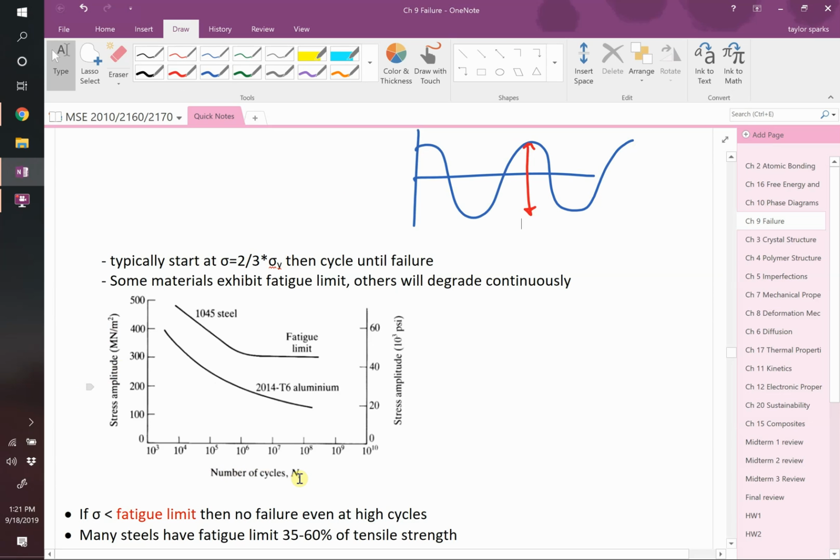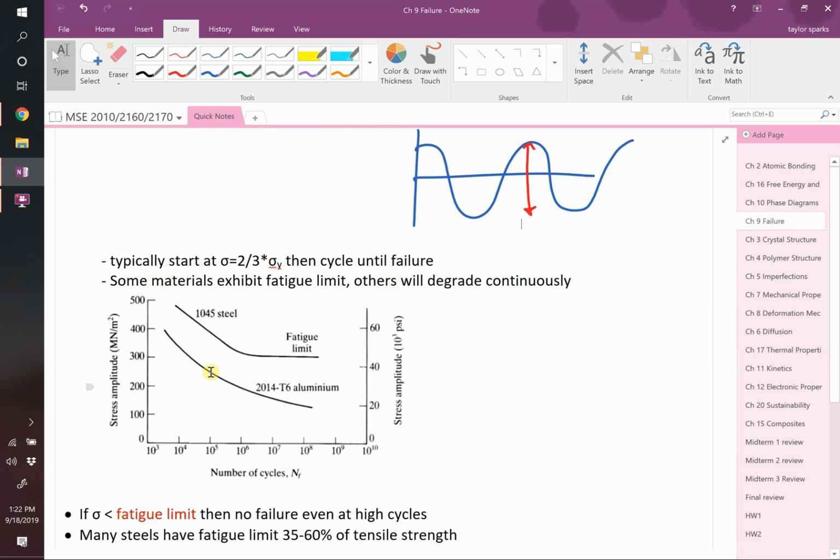And take a look at this. You see some materials like steel exhibit what's called a fatigue limit, whereas others like aluminum have no fatigue limit. So what is plotted here is, let's say that we stay at 300 megapascals, meganewtons per meter squared, I think that's megapascals. We're at 300 megapascals. This tells me how many cycles can I survive with aluminum? This grade of aluminum can only survive 10 to the 4th cycles and it will fail, whereas steel will last almost 10 to the 6th cycles.